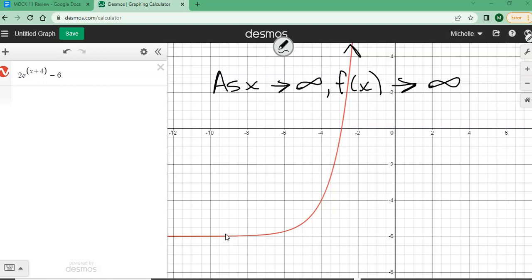Now, the difference is here when x approaches negative infinity, what's happening to our f of x, guys, this time? It's approaching that horizontal asymptote, right? So this is approaching negative 6. So that's our key there, okay? So now let's go back and look at it.